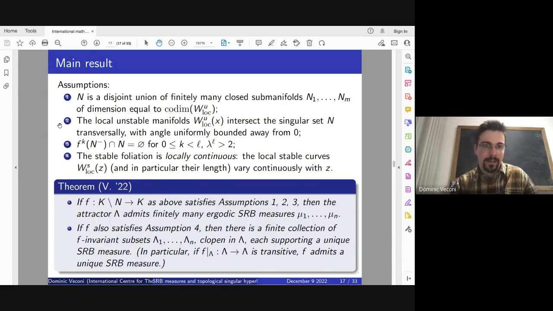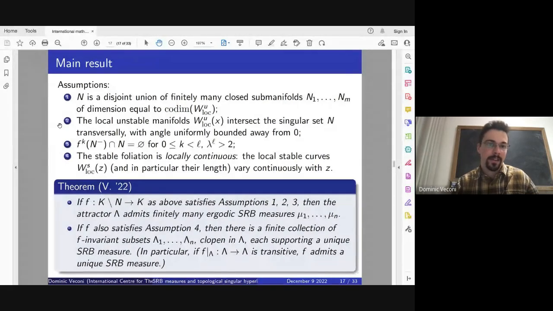And also that the image of the singular set, rather the image of the set N, doesn't fall back into the singular set for sufficiently long time. How long? Well, up until some time L, where lambda to the L is greater than 2. Lambda, remember, is our expansive constant.